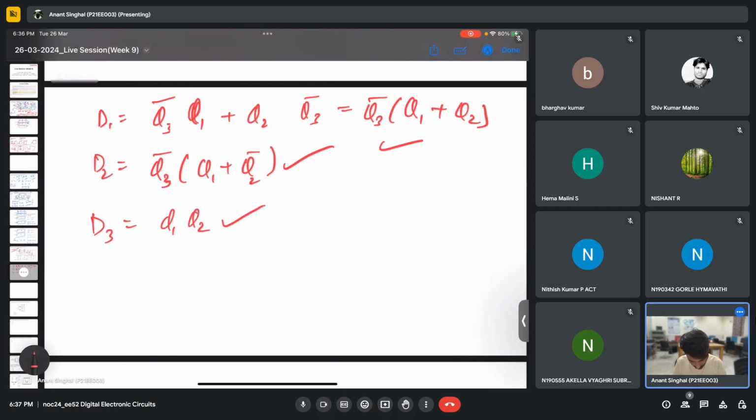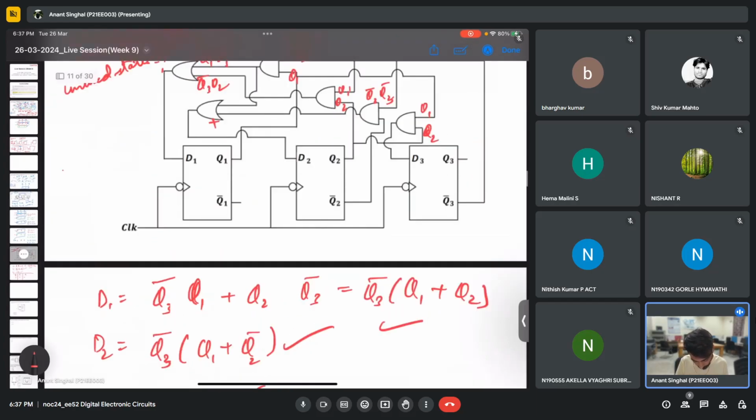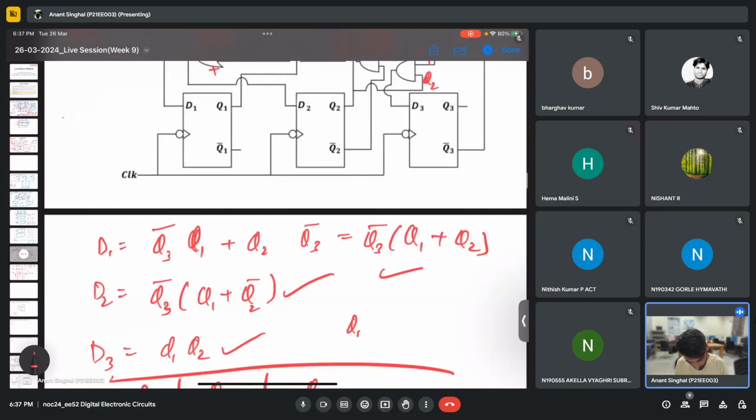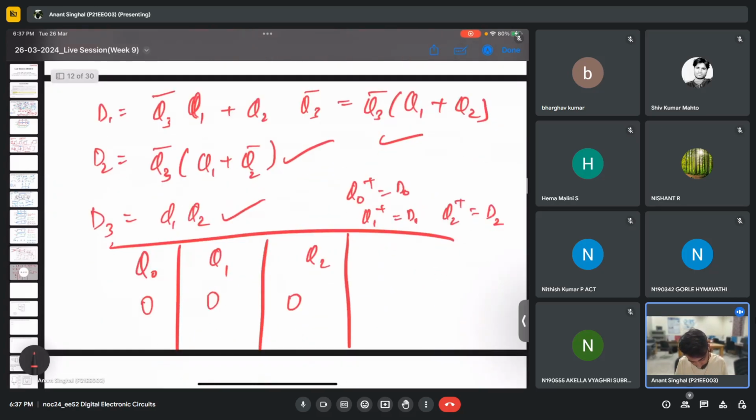So now, using these, let me try to find the number of states and the mod of the counter. So let's start again with 000. We all know in D flip-flops, Q naught plus will be D naught, Q1 plus will be D1, and Q2 plus will be D2 only. And we all have the expression. So let me try to go against it.